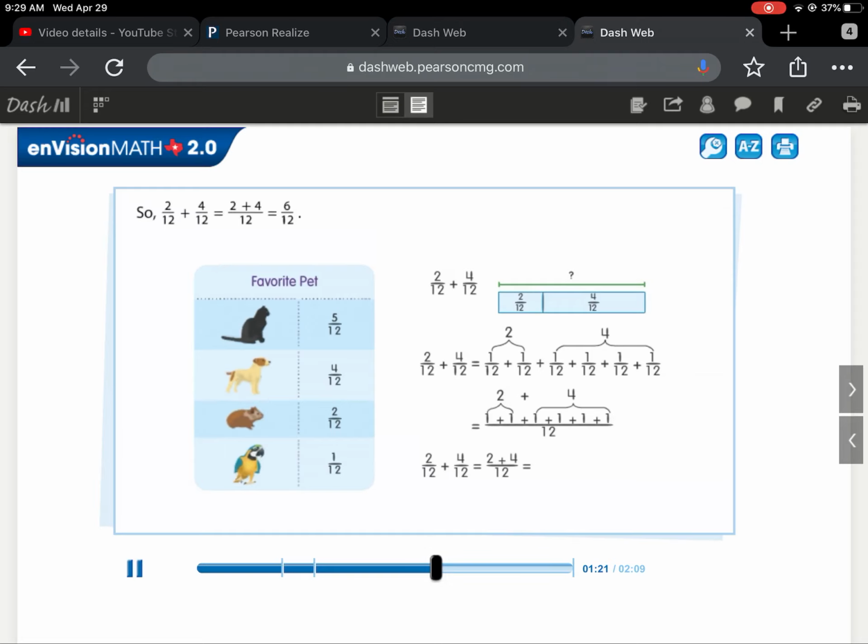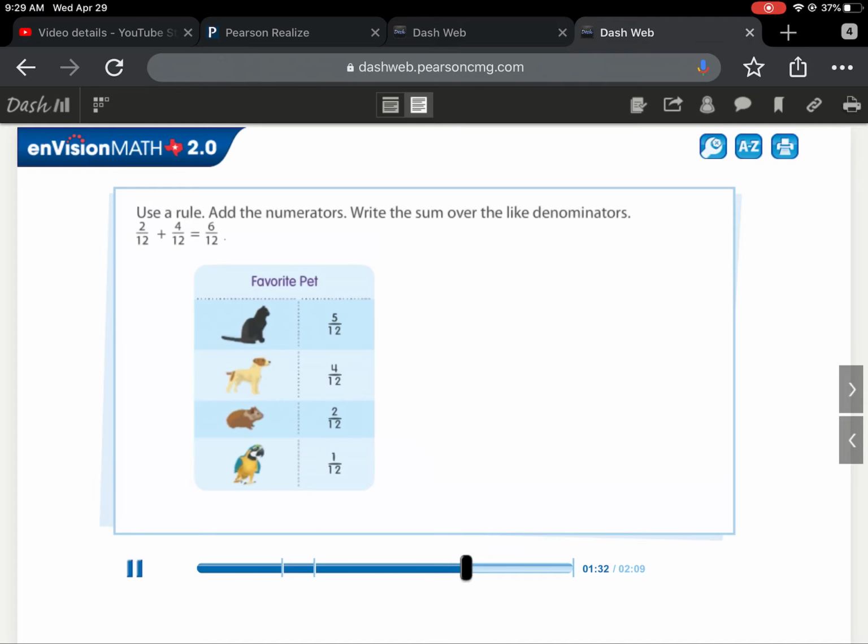So 2 12ths plus 4 12ths. Write the sum of the fractions. 2 plus 4 over 12 equals 6 12ths. Use a rule: add the numerators. Write the sum over the like denominators. 2 12ths plus 4 12ths equals 6 12ths.